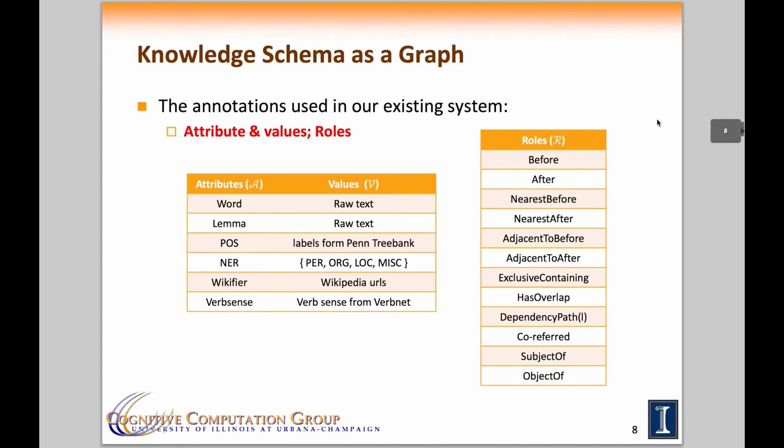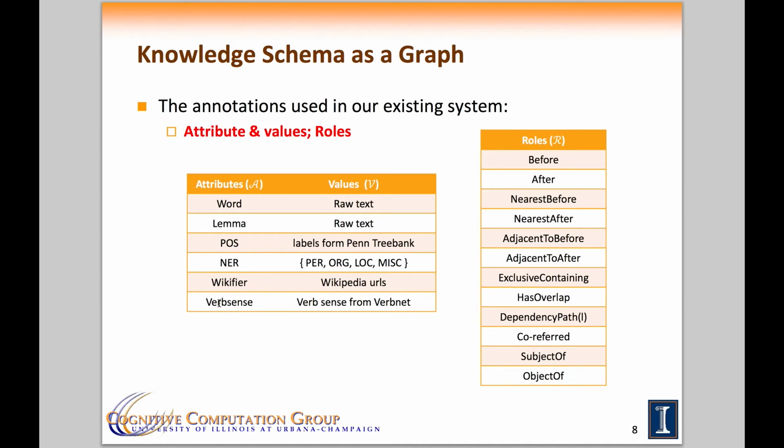The possible set of attributes and values that we use in the profiler are represented in these two tables. The attributes can be word, the raw text, lemma, part of speech tag, NER, Wikifier label, and verb senses. By Wikifier, we mean the link of the entity to its Wikipedia page, which uniquely identifies it. And verb senses are based on VerbNet.